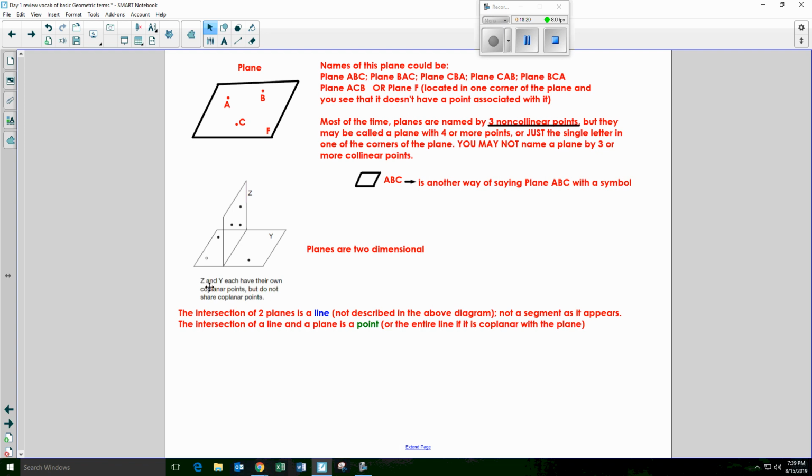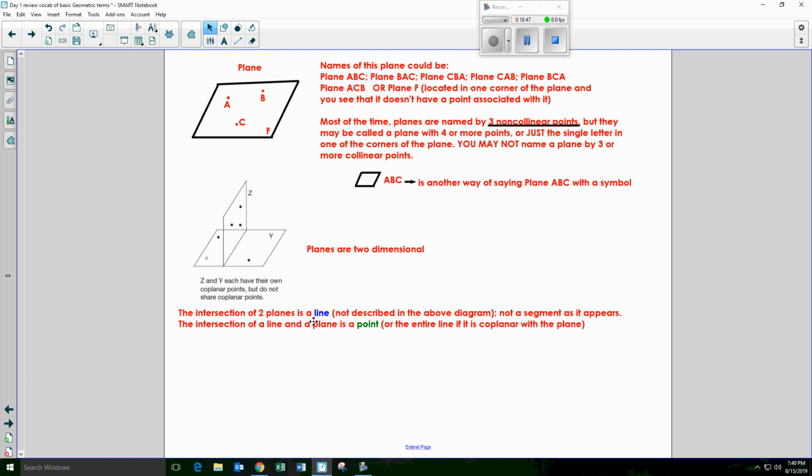Okay, so planes Z and Y each have their own coplanar points. Remember, co meaning the same plane. These 3 points are in the same plane, and these 3 up here are in the same plane. We don't see any of the points on here that are in both planes. Okay, now technically all these points along this line are the same, but none of them are identified in this figure here, so we can't call it anything.